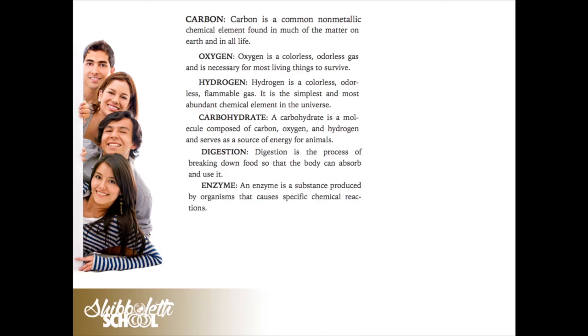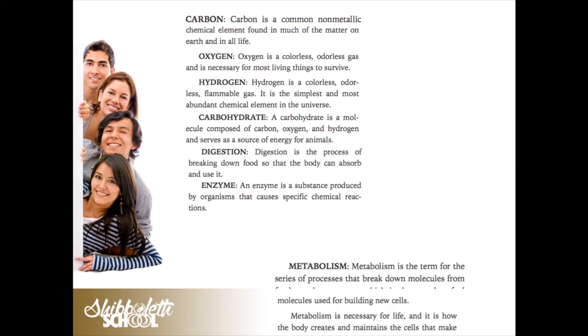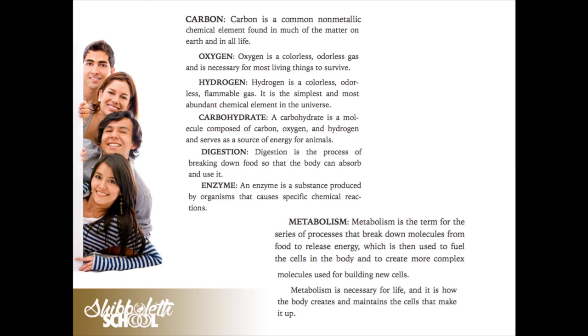An enzyme. An enzyme is a substance produced by organisms that causes specific chemical reactions. Metabolism. Metabolism is the term for the series of processes that break down molecules from food to release energy, which is then used to fuel the cells in the body and to create more complex molecules used for building new cells. Metabolism is necessary for life, and it is how the body creates and maintains the cells that make it up.